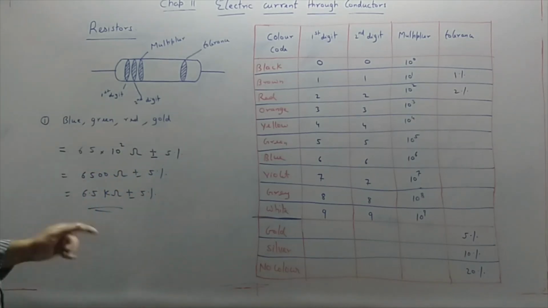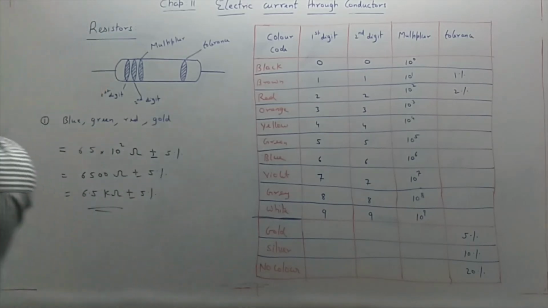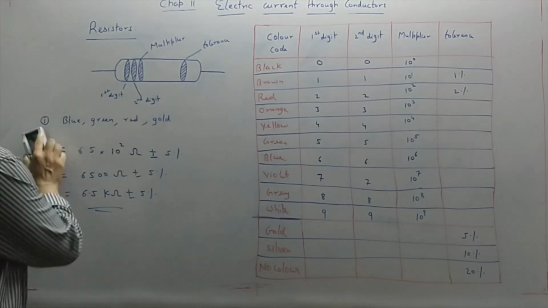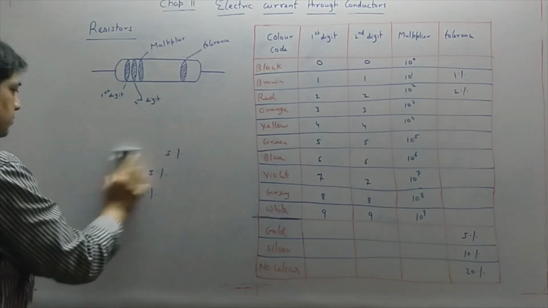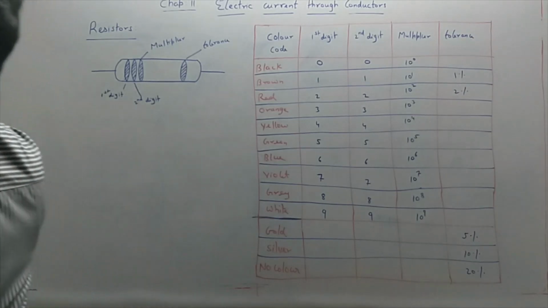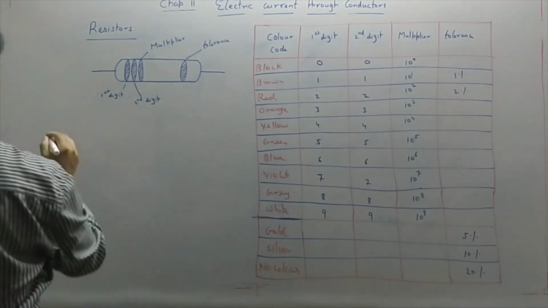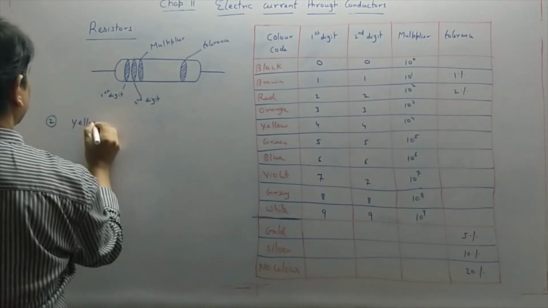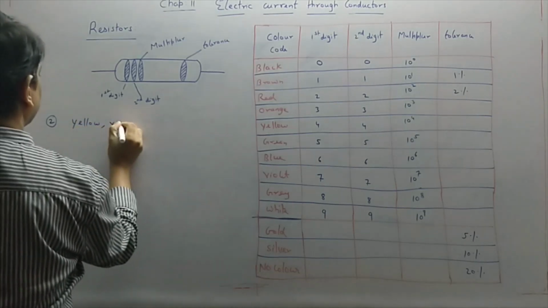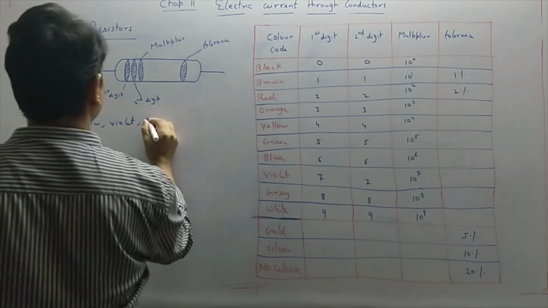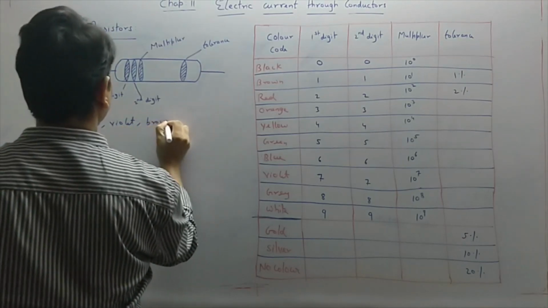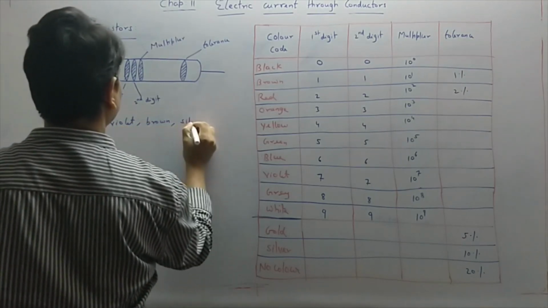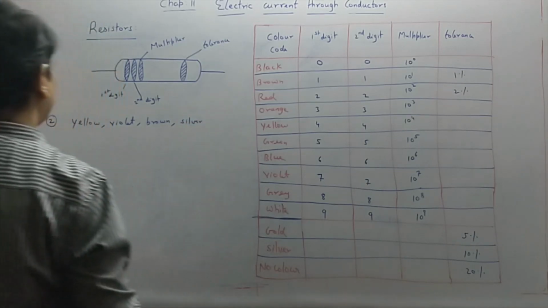Okay. Now we have the second sum. I will give you one more sum so that you can easily solve this. You can make a note of it. Suppose in your textbook another sum is given to you. Let us take one more resistance: yellow, violet, brown, and then silver. Let me see what the value of this is.